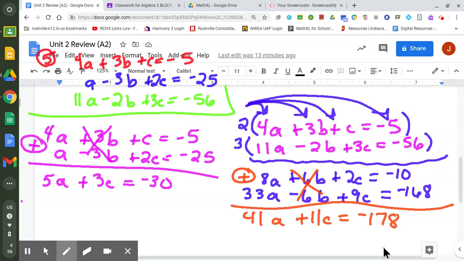And so now I have two equations. Here in the purple, 5a plus 3c equals negative 30. And here in the kind of orange color, 41a plus 11c equals negative 178. So they're not very nice numbers, but we're going to put those two together and eliminate either the a or the c. So I'm going to scroll up a little.